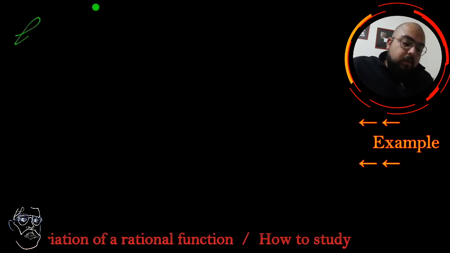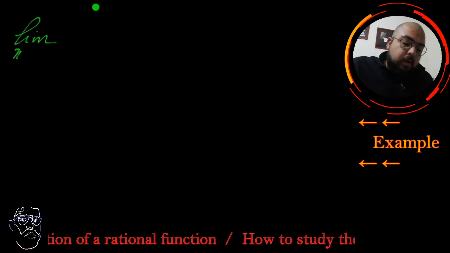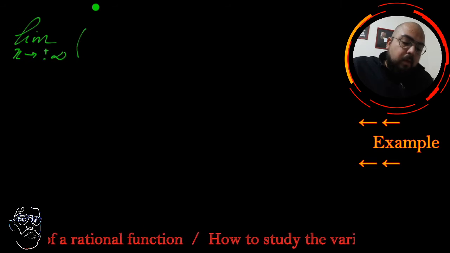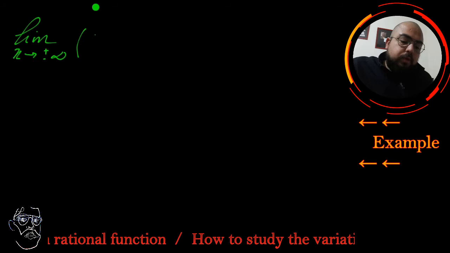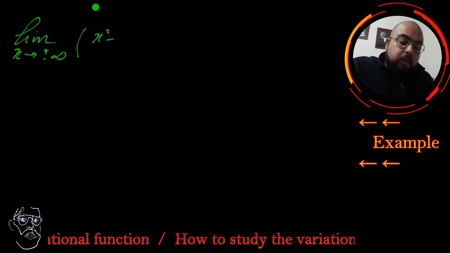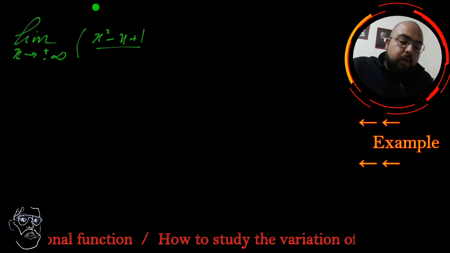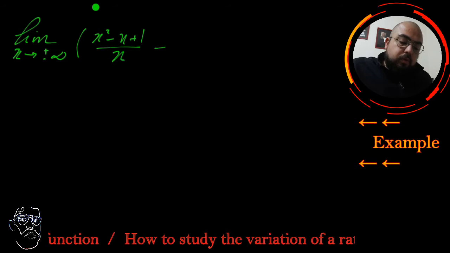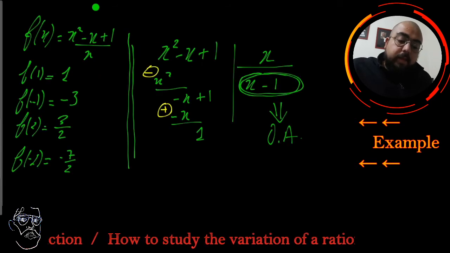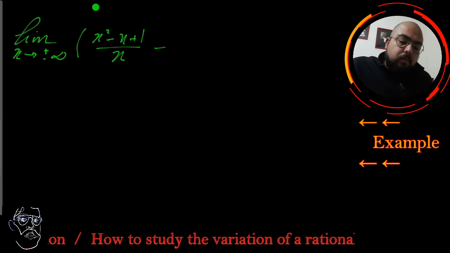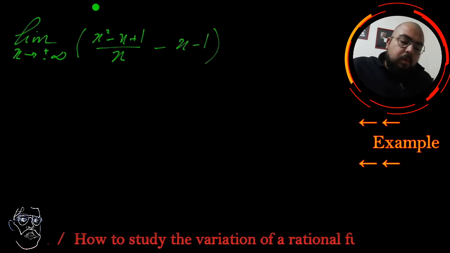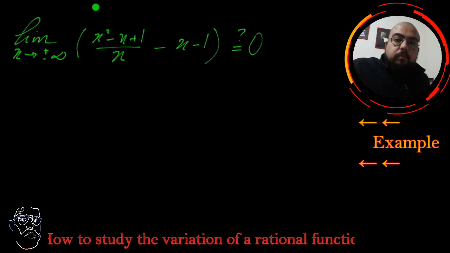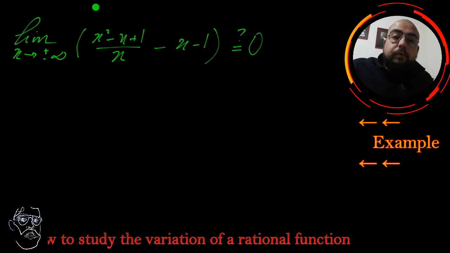You will have to say that the limit of x, whenever it tends to plus or minus infinity, of the function, which is x squared minus x plus 1 over x, minus your equation x minus 1, is equal to 0. That's what we should verify.